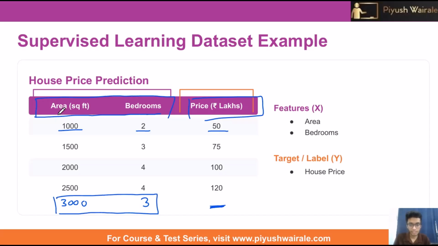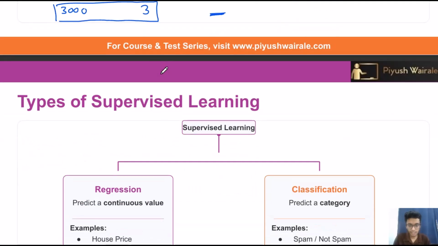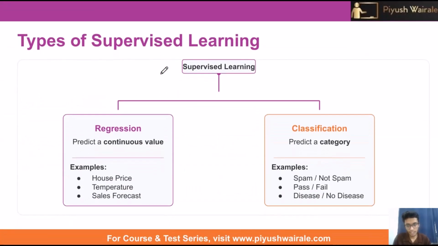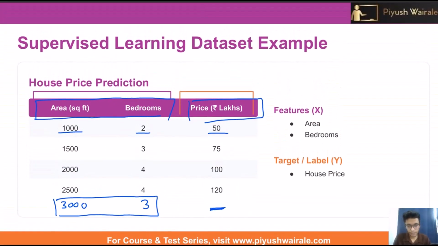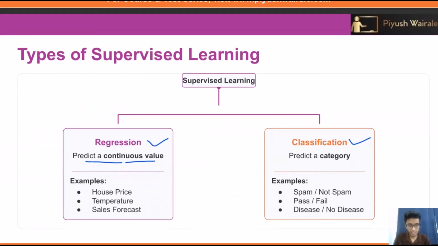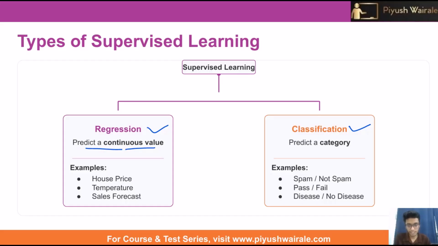Now, talking about the types of supervised learning algorithms, we have two types: regression and classification. In regression, we try to predict a continuous value. Like here, a house price can be 50.5 lakhs, right? Similarly, 100.10 lakhs, right? So this is a continuous output. So here, in regression, the predicted outcome can be continuous. It can be house price, temperature, sales.